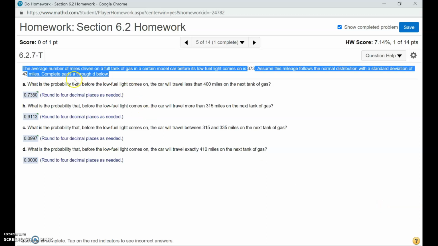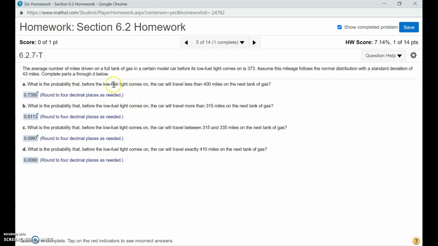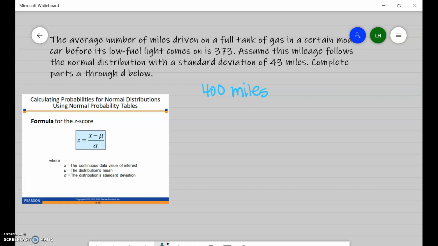In this video, we're looking at an average number of miles driven on a full tank of gas for a certain car model is 373, and assuming the mileage follows the normal distribution with a standard deviation of 43, complete parts A through D below. Part A, what is the probability that before the low fuel light comes on, the car will travel less than 400 miles on the next tank of gas?